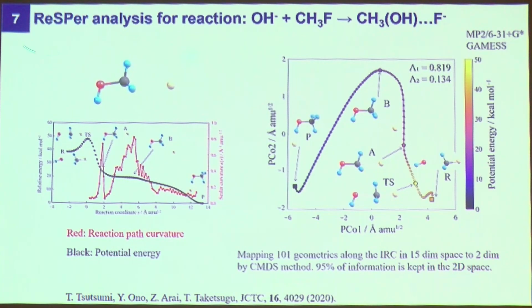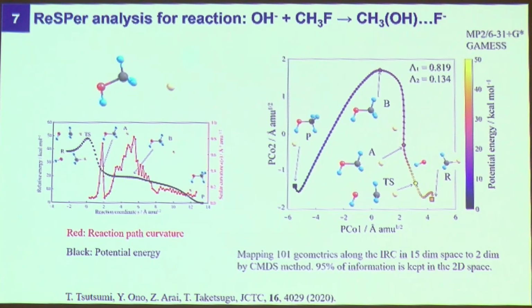So by applying this RESPA analysis, we can define two coordinates. So the reaction path is drawn like this. The reaction path is very largely curved around this region. This region corresponds to region B. Region A is not so curved, but this is because the number of reference structures is very small in this region. So reactant, transition state, region A, region B, and product. So from this analysis, we recognize this reaction path is highly curved in this region.